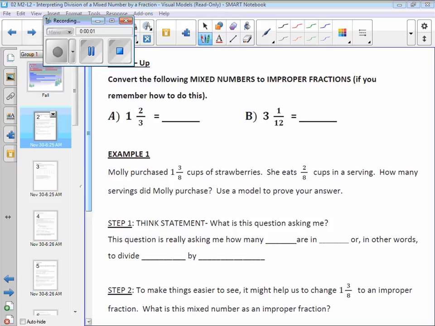What did you learn in elementary school? How to change a mixed number into an improper fraction? Yeah. Nick Mathis, talk us through the process.